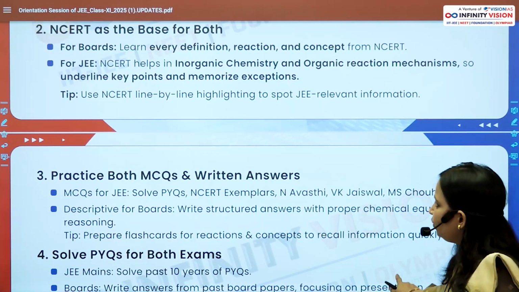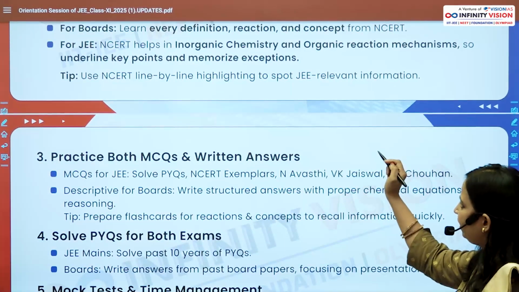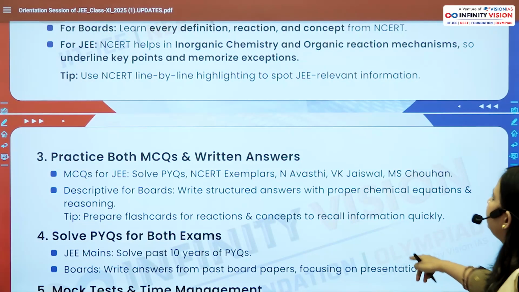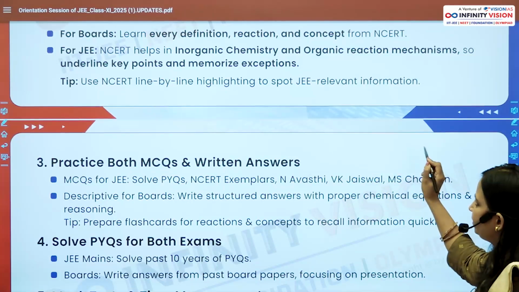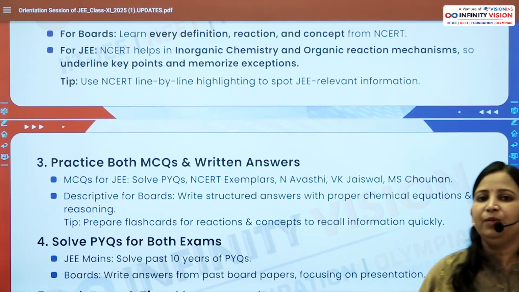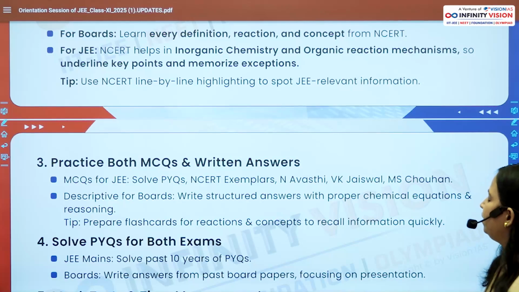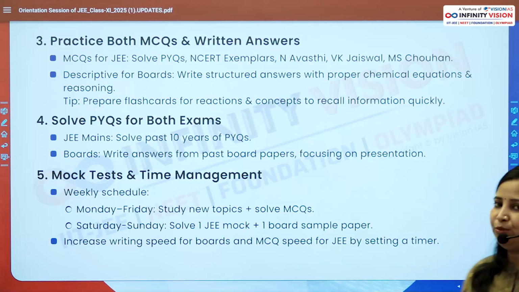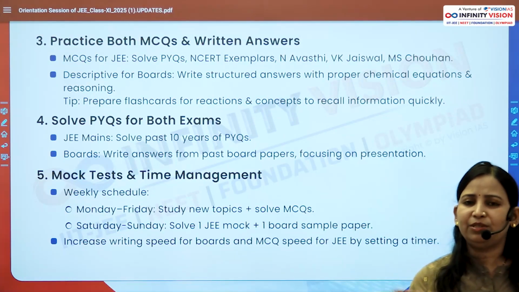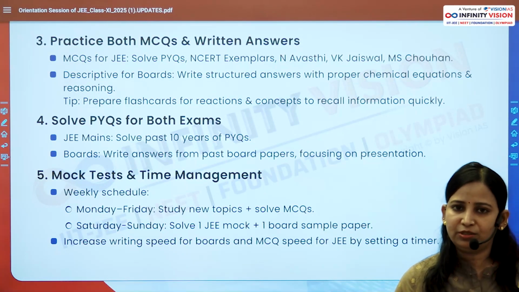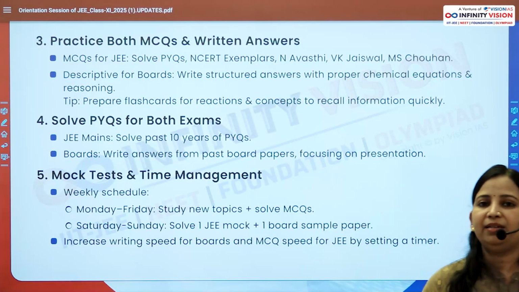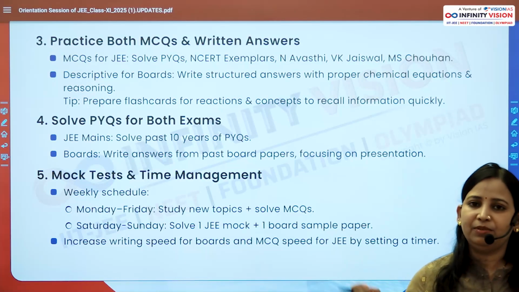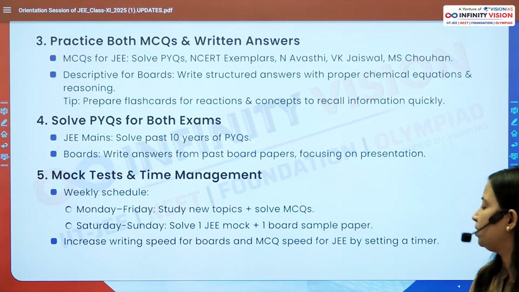So you have to read line by line, or you can say that you have to read the NCERT books thoroughly, and you have to highlight the important points so that when you revise, you can go through them quickly, okay? Now you have to practice both MCQs and written answers. We know that MCQ is actually asked in both. In CBSE also, a few questions are of MCQ type, and in JEE Mains, almost all questions are of MCQ type except 5 numerical type answer questions, okay?